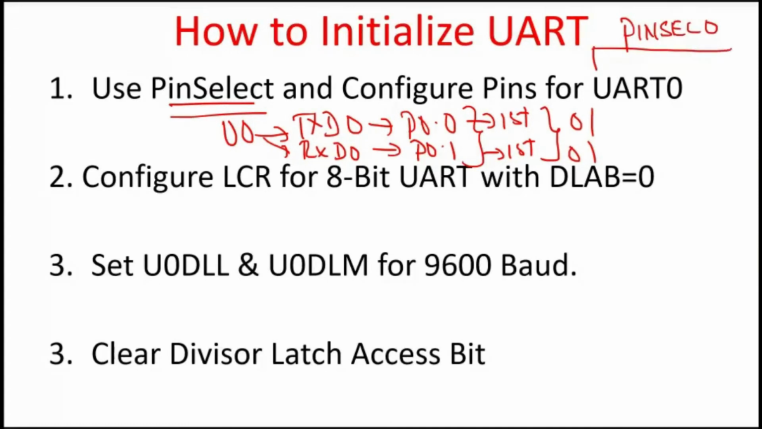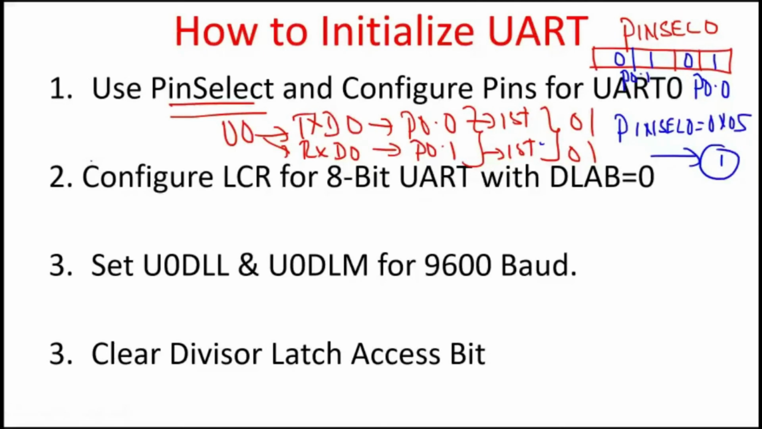In pin select 0, the first 2 bits are concerned with port 0.0. First special function means I put 0 1. The next 2 bits are for port 0.1. I again put 0 1 because I want to use the first special function. So 0 1, 0 1, so pin select 0 is equal to hexadecimal 05. That is the first thing. I configure the transmit and receive pins, that is, port 0.0 and 0.1 for transmission and reception respectively. So that is the first job I do.